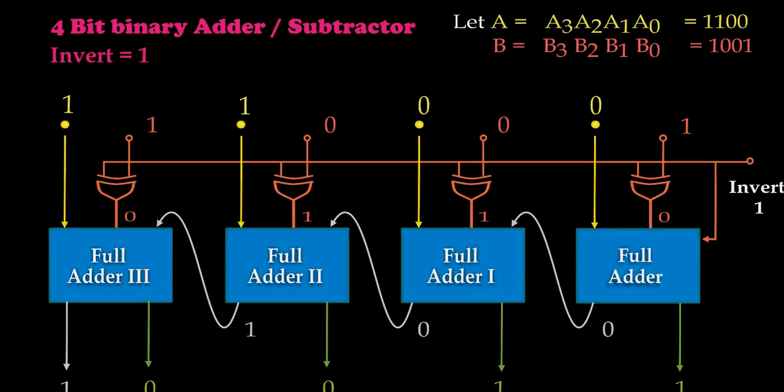Now if invert is connected to logic 1, the inputs to the 4-bit binary adder will be 1100 and the second input 1001. Starting from the LSB, you can see from the diagram that the invert equal to 1 is connected to the first full adder. The other two inputs are the A input as 0 and the second input 1, which is XORed here, and it will create logic 0. So the three inputs for the first full adder are 0, 0, 1. The addition gives logic 1 as the sum and logic 0 as the carry.